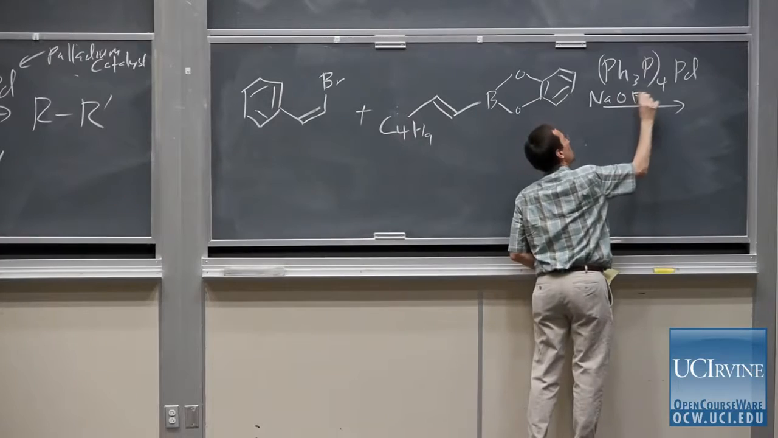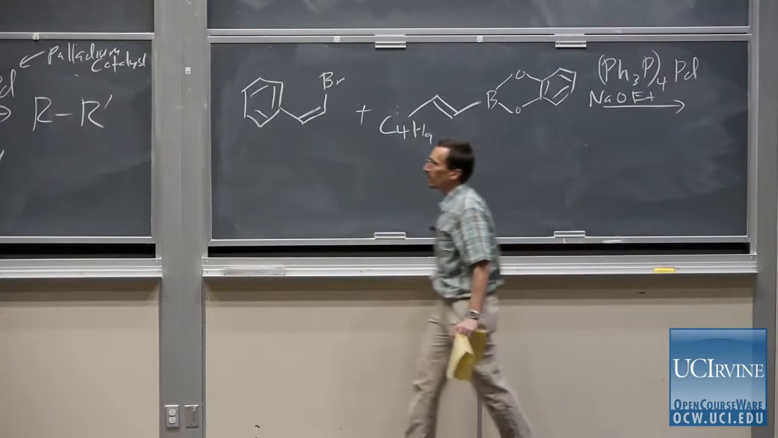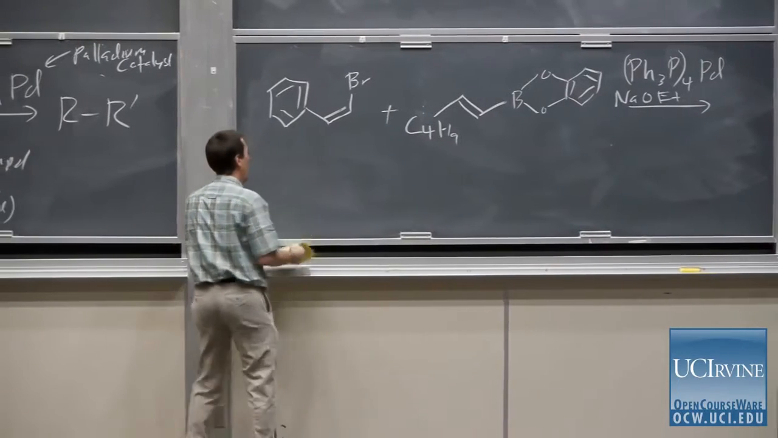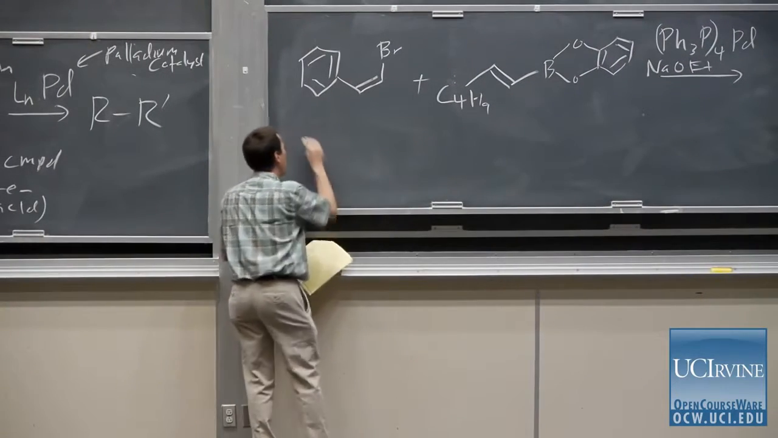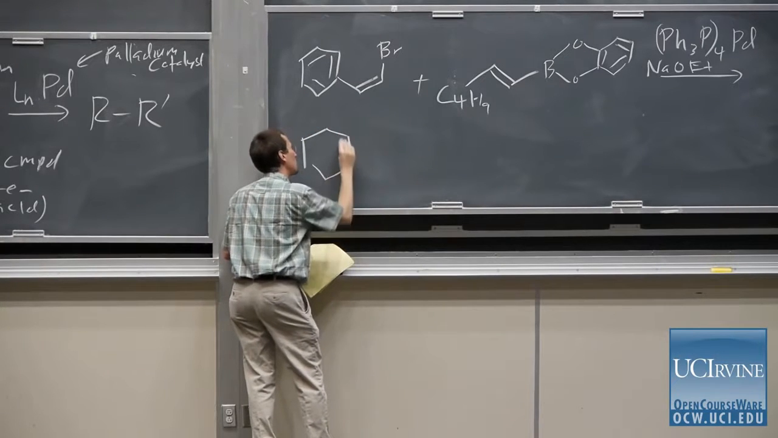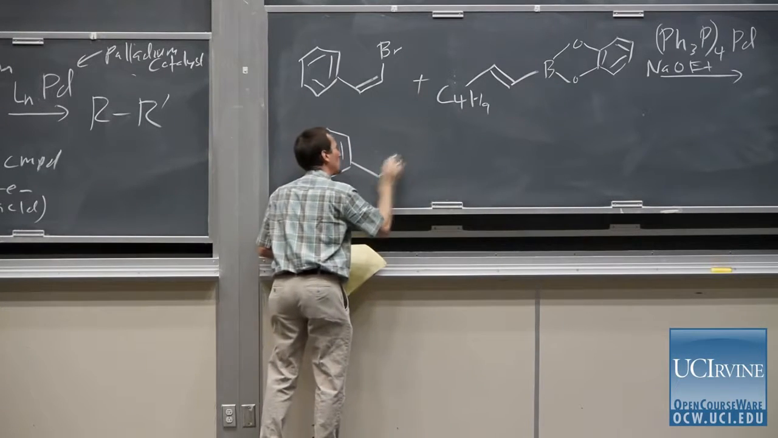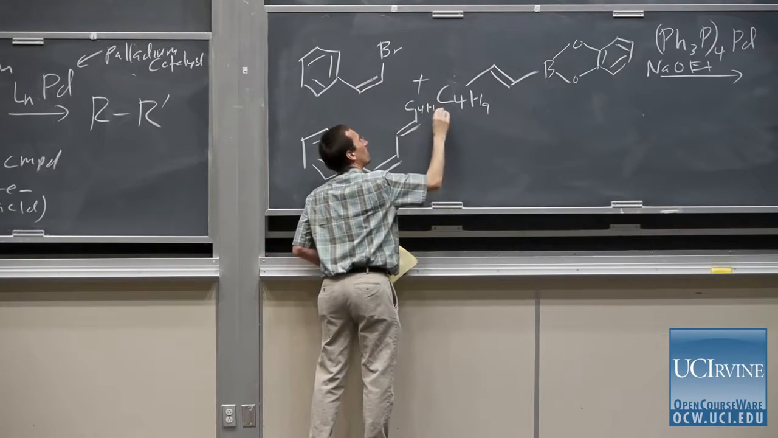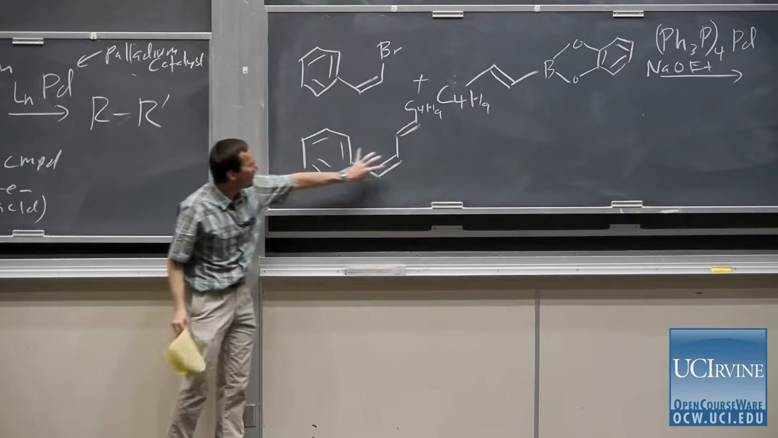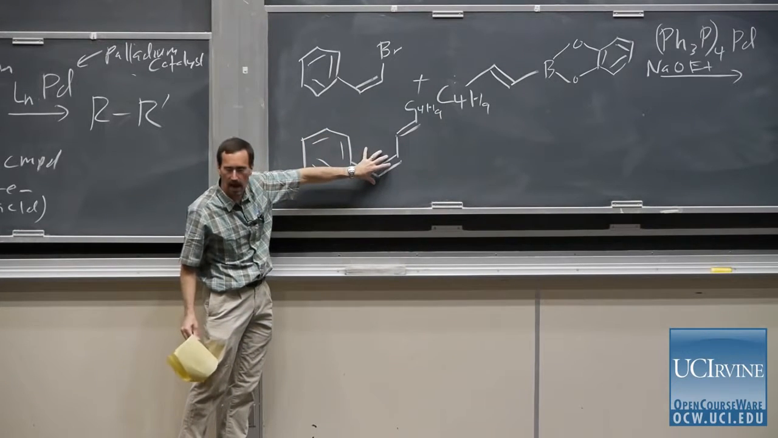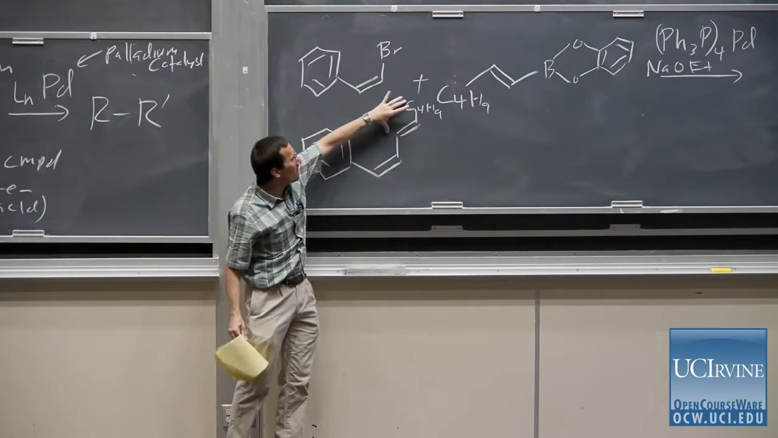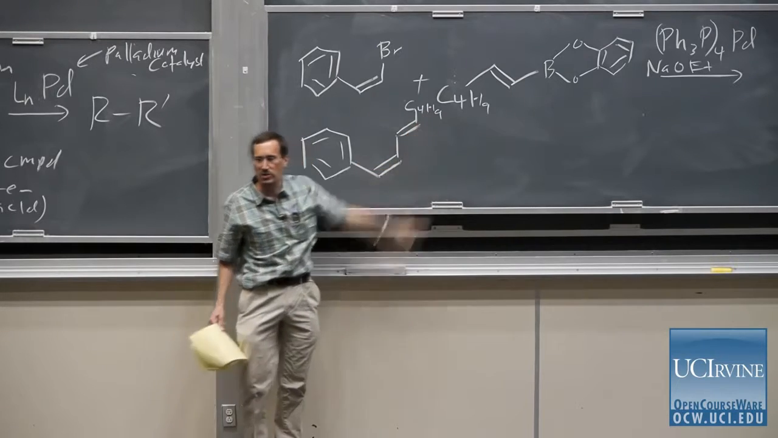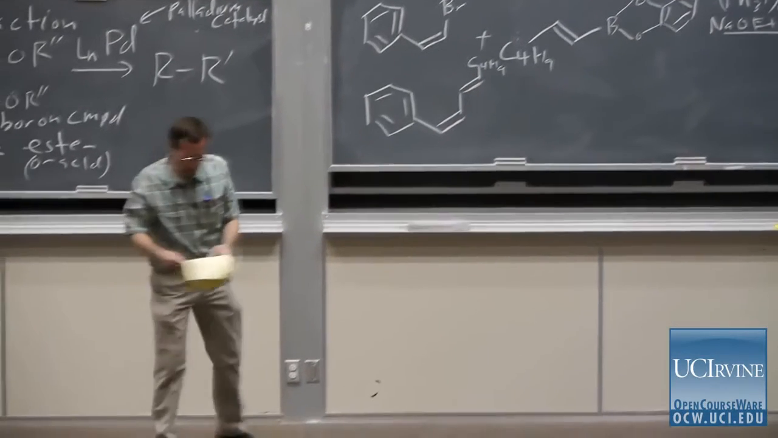We also need a base in this chemistry, and this is typical of the Suzuki reaction. I've written things in a general form here in an unbalanced equation. And the product of this Suzuki reaction is now just forming a new carbon-carbon bond. So we have the half that came from the alkenyl halide and the half that came from our organoboron reagent with our double bond and our C4H9 group, our butyl group over there.